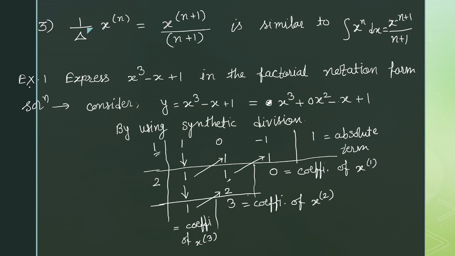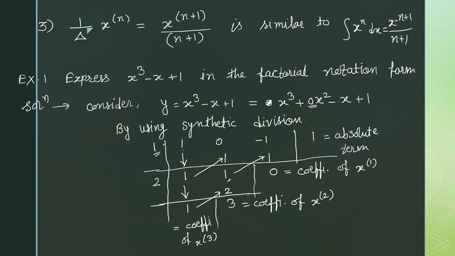Now we solve the problems on this. Express the given algebraic function in factorial notation form. We consider y equal to the given function. First we write it in coefficient form. That means here x cube term, then the x square term is absent, therefore its coefficient is 0, then minus x plus 1. The coefficient form of this algebraic term is: x cube coefficient is 1, x square coefficient is 0, x coefficient is minus 1 and the constant term is 1.